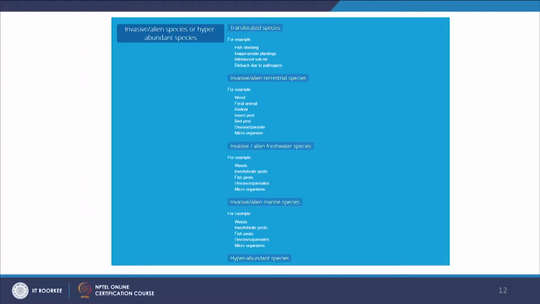Wildfires, so there's also the natural phenomenon to it. Like in places like Ayutthaya in Thailand, how the floodplain, the natural floods, affect these heritage areas. And also there are some invasive and alien species, hyper-abundant species, weeds and invertebrate pests, fish pests, diseases. So there are various reasons for these kinds of threats.